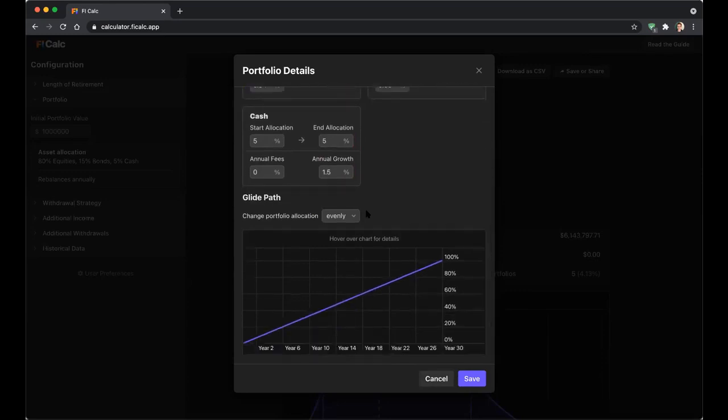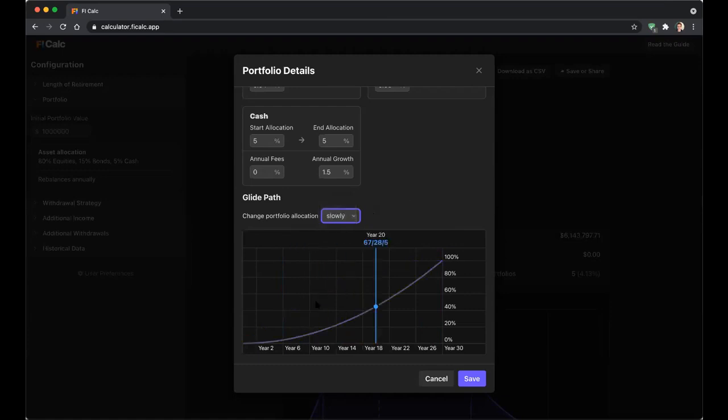And then the last thing that you can change about your portfolio is how quickly you reach that new value. So the default is that it's just even. So this is a 30-year retirement, and at year 15, you're halfway to your new values. Well, you can change that to be instead quickly, which would get you to that final value a little bit quicker, or you could do slowly.